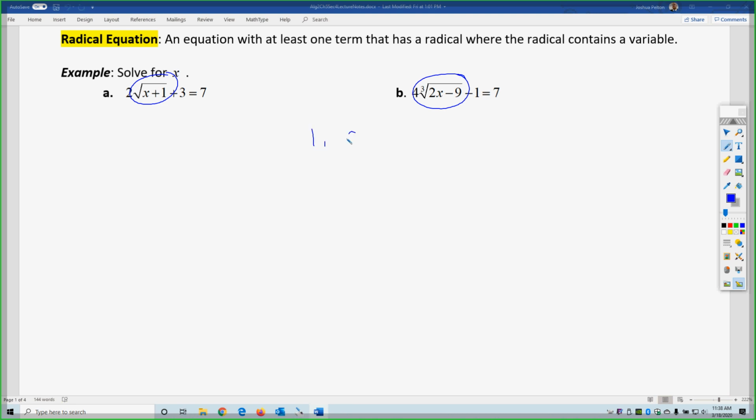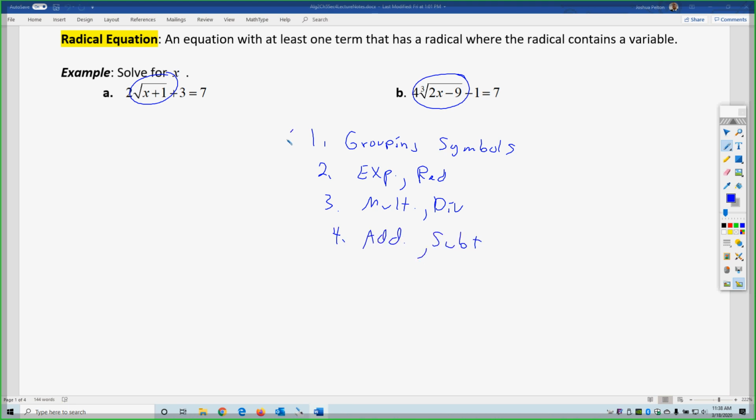So order of operations is the grouping symbols, followed by exponents and radicals. Logarithms are in there too, but we're going to leave those out for now. Multiplication and division, and addition and subtraction. Obviously you go forward to simplify, and you go backwards to solve.